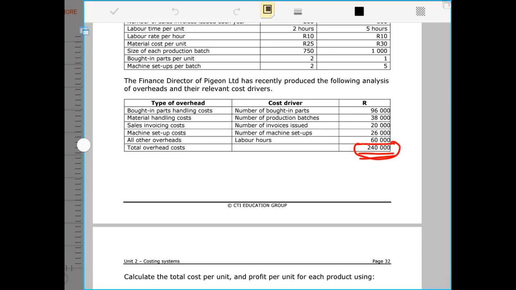We are given these cost drivers, and these cost drivers are very important. We will use them when we do activity-based costing.